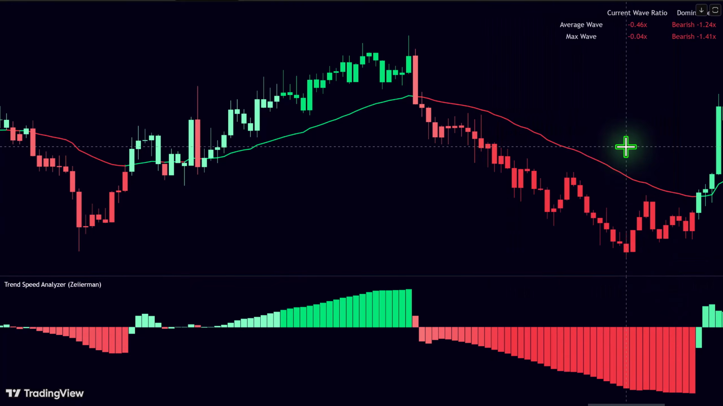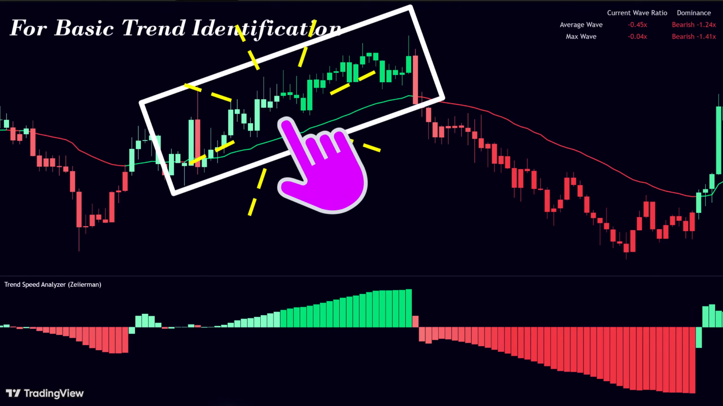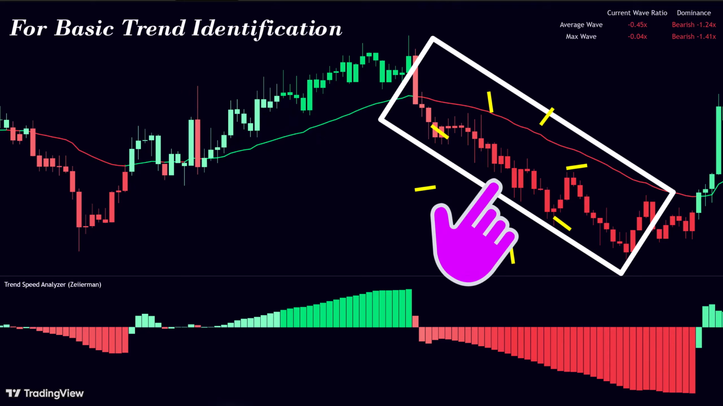As for how to trade with it, there are a few powerful approaches. Firstly, for basic trend identification, look at the color of the dynamic moving average. When it's green and the price is above it, the trend is bullish. When it's red and the price is below it, the trend will be bearish.